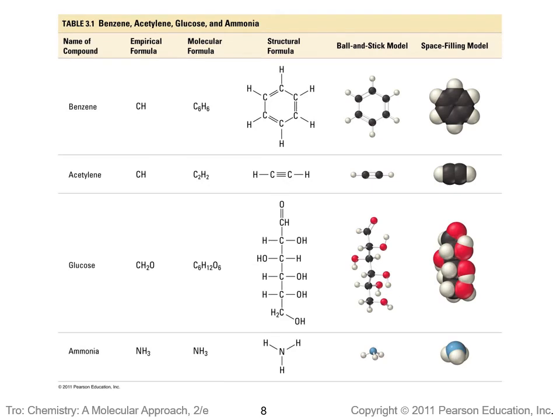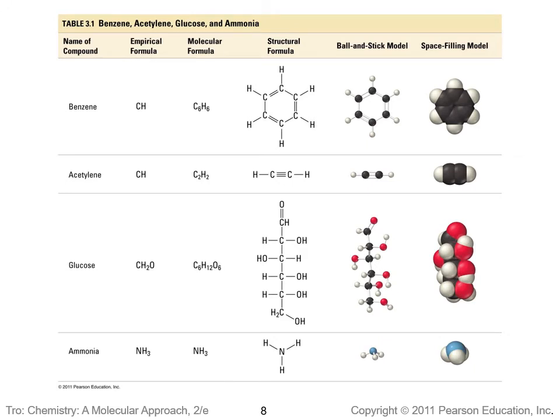So looking at these different types of formulas gives us different information. If you notice, benzene and acetylene have the same empirical formula. When we move to the molecular formula, now we see that benzene is composed of 6 carbons and 6 hydrogens, whereas acetylene is 2 carbons and 2 hydrogens. The structural formula gives us information about how these elements are bonded. So we see benzene is a ring.